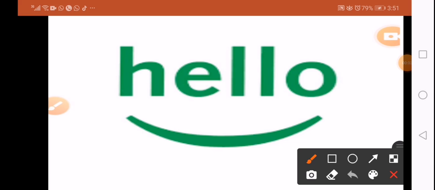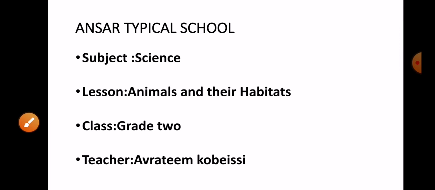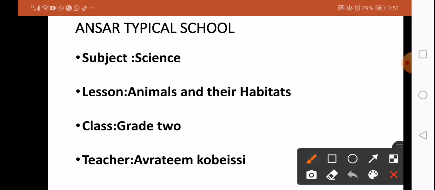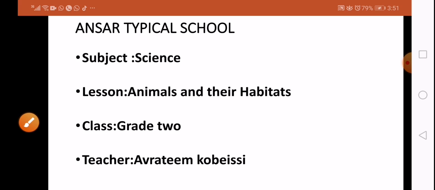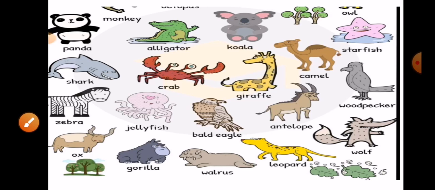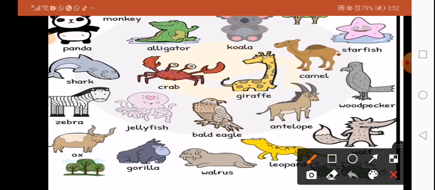How are you today? Today we'll take a new science lesson about the same unit, animals and their habitats. But today we will learn how animals differ and how they are similar. يعني كيف الاختلاف والتشابه between animals, okay?